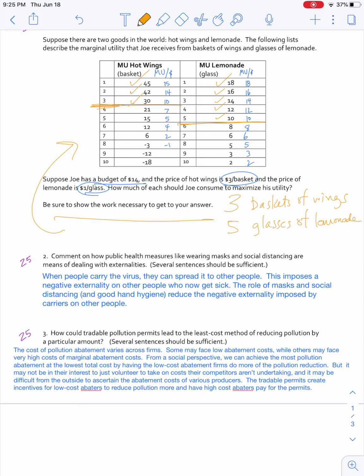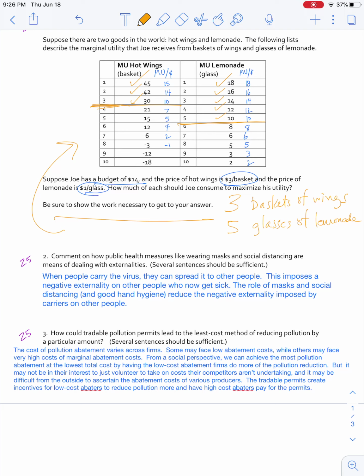The last one, tradable pollution permits. How does that lead to the least cost method of reducing pollution? I wrote this out here, so hopefully that's fairly clear. But remember, different firms have different costs of pollution abatement. And from society's perspective, we'd like to get the optimal level of pollution abatement at the lowest possible cost, right? So let's get as much pollution abatement as makes sense. Let's get the efficient level of pollution abatement, and let's do it at the lowest possible cost.